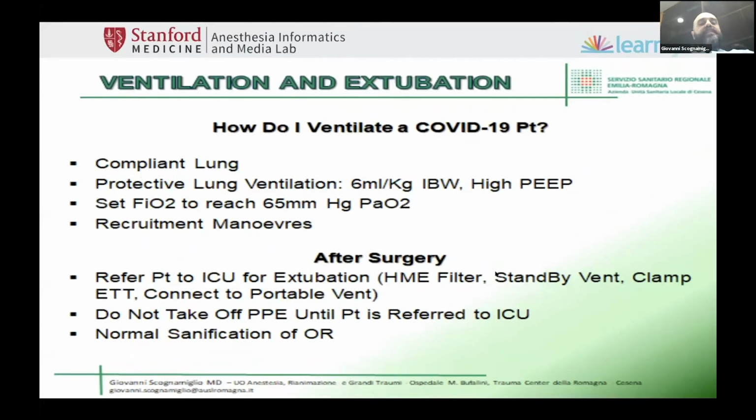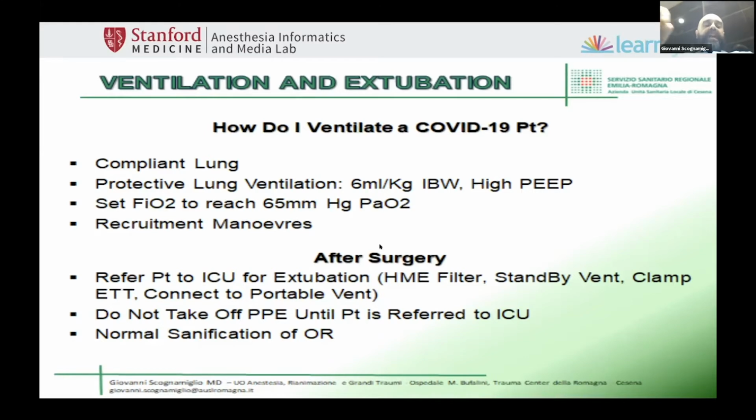How do I ventilate a COVID patient? They have a very compliant lung, so they are very good PEEP responders. Set a lung protective ventilation, 6 milliliters per kilo of ideal body weight. Set a high PEEP in order to keep the alveoli open, and keep your driving pressure below 15 and your plateau pressure below 30. Set the fraction of O2 in order to reach at least 65 millimeters of mercury of partial pressure of oxygen.